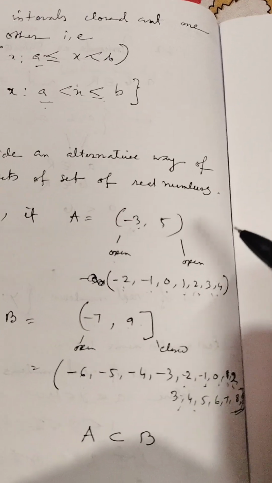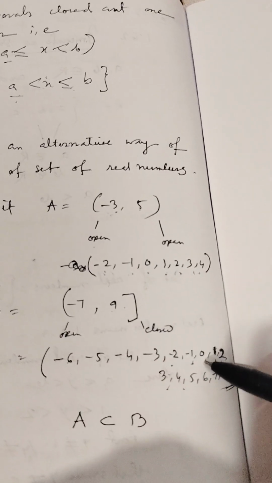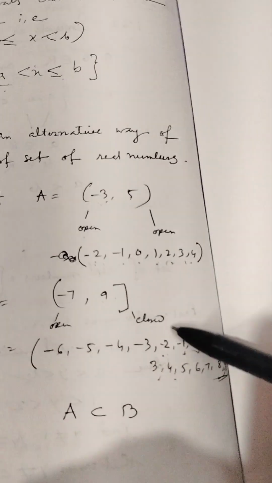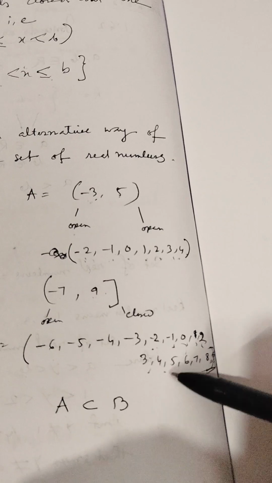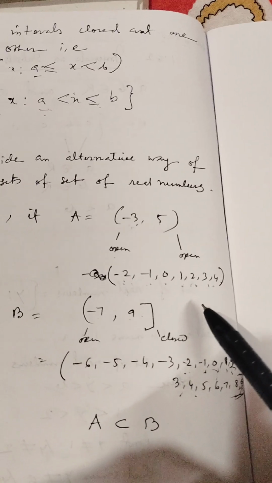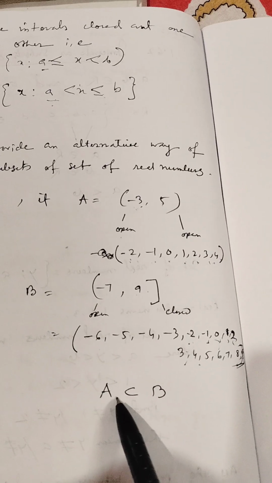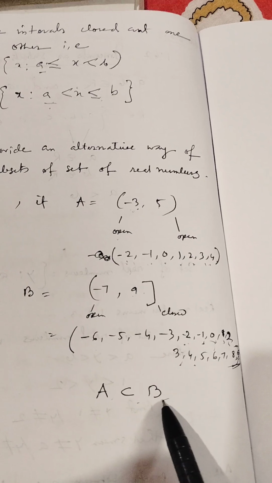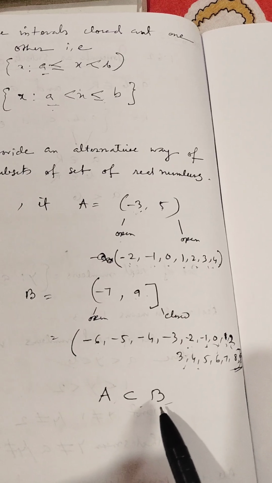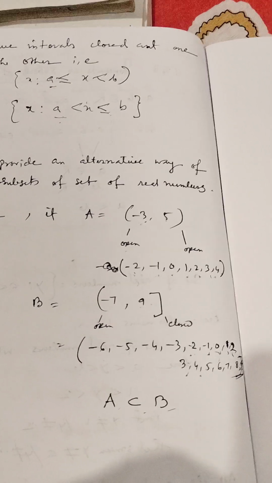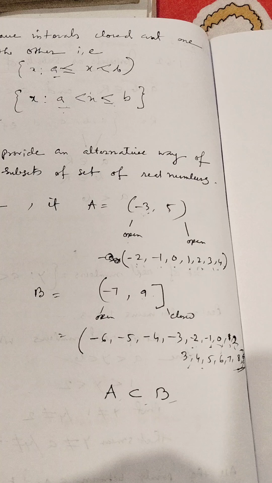So here are the similarities: -2, -1, 0, 1, 2, 3, 4. So we can say that as per the rule of subsets, A is a subset of set B. Clear? A is the subset of set B. Let's go again.